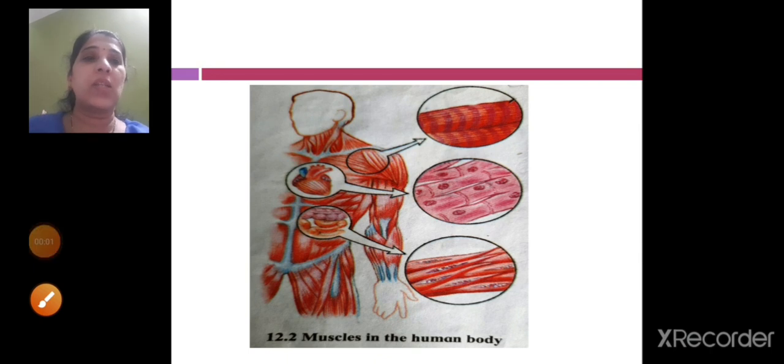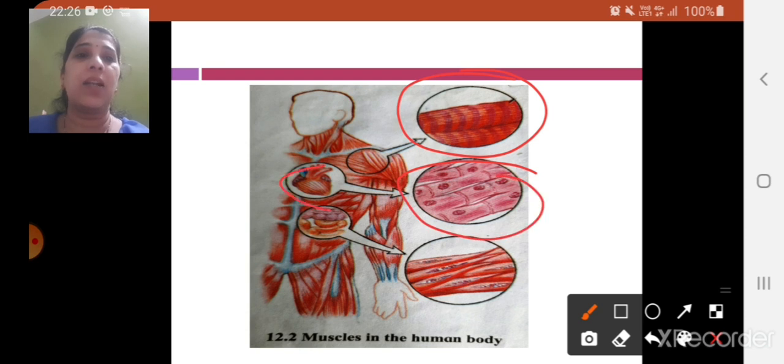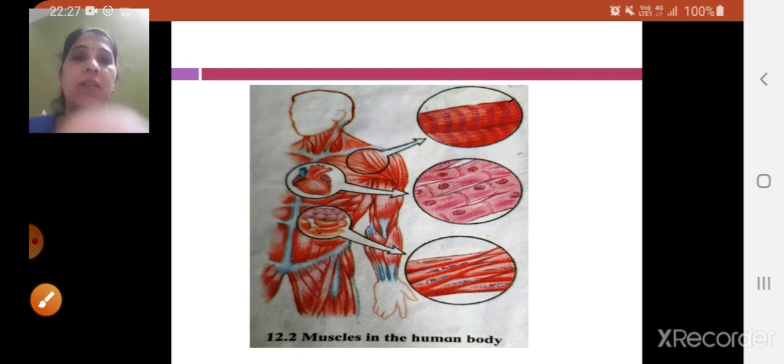So children, you can see the figure, muscles in the human body, right? This is your skeletal muscle. The second type of muscle which you can see is the heart or cardiac muscle, and this is your smooth muscles, right? We will discuss the same in detail.